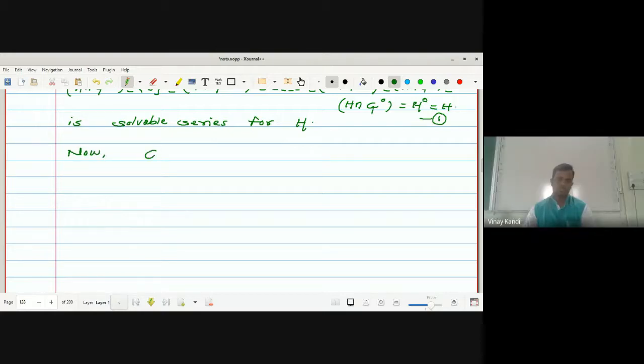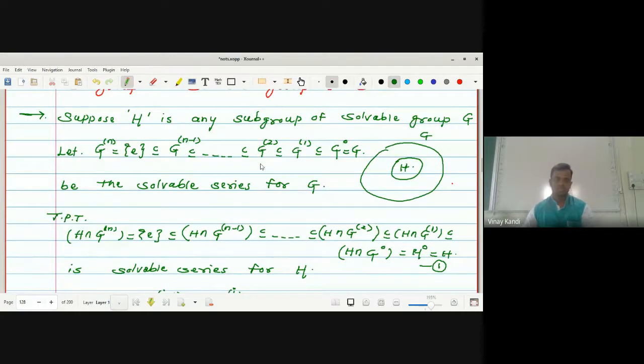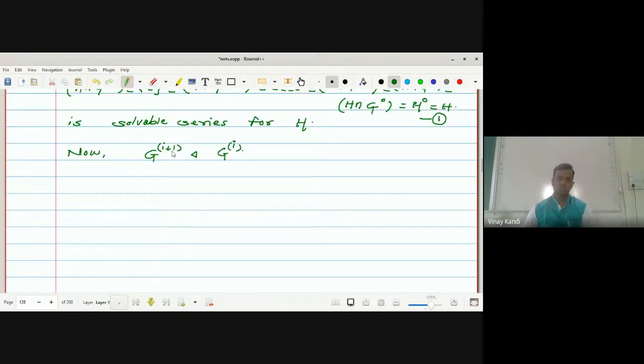We know that G raised to i plus 1, the (i plus 1)th derived subgroup of G, is normal in G raised to i. Look here: G raised to 2, that is the second derived subgroup of G, is a normal subgroup of G, because G is a solvable group. Similarly, in general, G raised to i plus 1 is normal in G raised to i, where i runs from 0, 1, 2 up to n minus 1, not n.